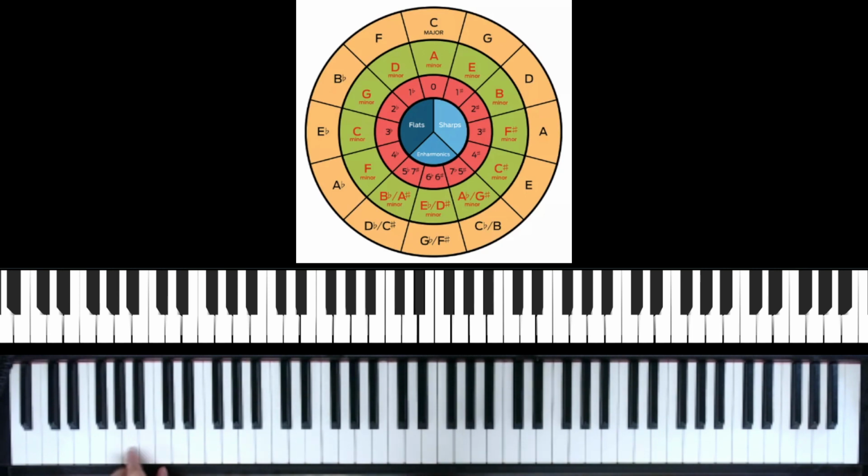To find our next scale, we're going to count up 5 from G. 1, 2, 3, 4, 5. That lands us on D. D is going to have 2 sharps in it. There's those 2 sharps. Count up 5 from there to find our next scale. 1, 2, 3, 4, 5. That lands us on A. A is going to have 3 sharps in it.